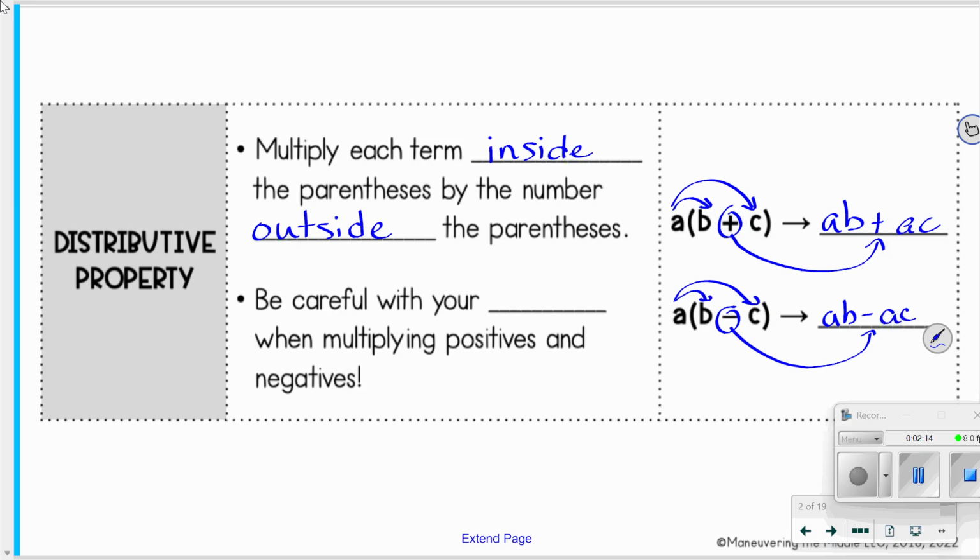Now, here's that second part that I was just talking about. Be careful with your signs when multiplying positive and negatives. Okay? You really have to keep track of those rules. That's why we did the whole integer piece before we moved into the equations. As you're doing distributive property, those integer rules apply. Okay? Any questions so far on just the basics?